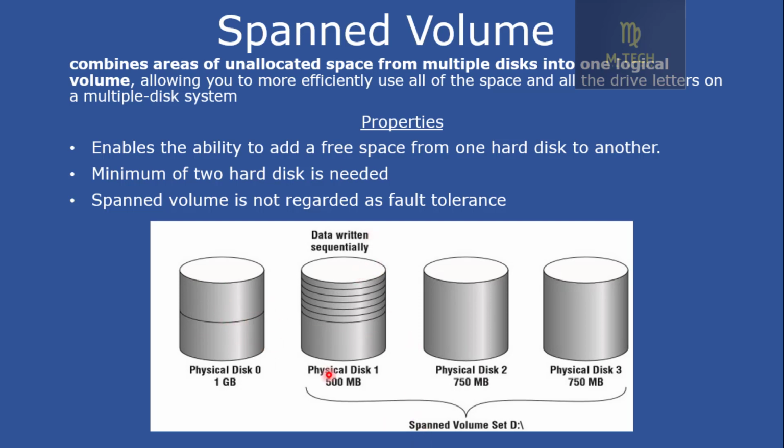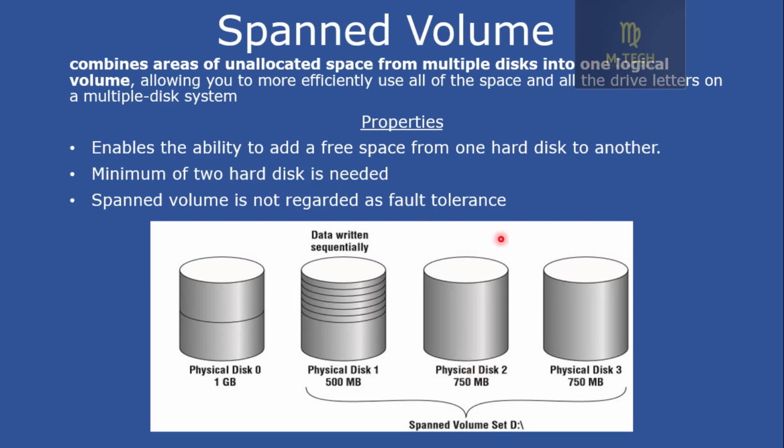Now we have disk 1, disk 2, and disk 3. Because the minimum is 2, you can go beyond 2. Assuming disk 1 has a free space of 500 megabytes, disk 2 has a free space of 750, and disk 3 also 750 megabytes. With span volume, you'll be able to combine all the free space to create a new volume, like drive D, drive X, or drive C, and keep your data in it. That's the concept of span volume.